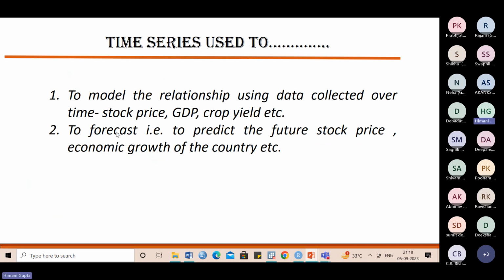And we have also done this, that if I am going to make any model under the time series, to model the relationship using the data collected over time, for example stock price, what we are doing is creating a relationship between the price of the stock today and the previous year's price or some other variable. That means you can say the variables sitting in the error term or some exogenous variable. Similarly, you can make a relationship of GDP with some other variable or with its own lag. Similarly, your crop yield. So what we are doing is forecasting.